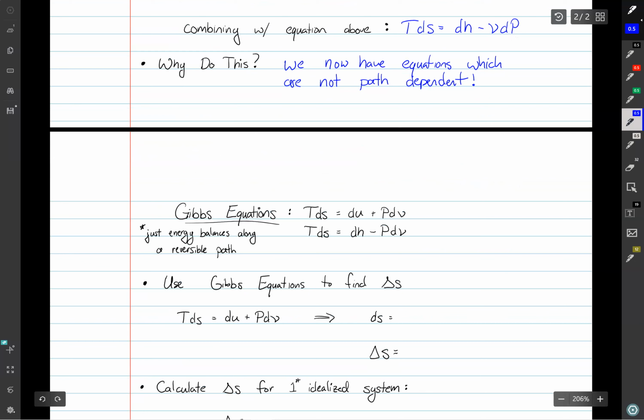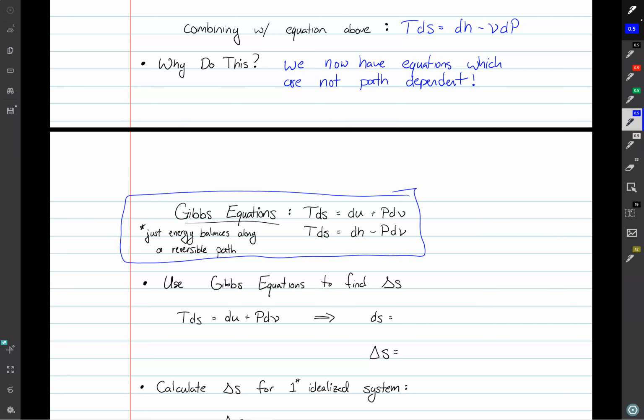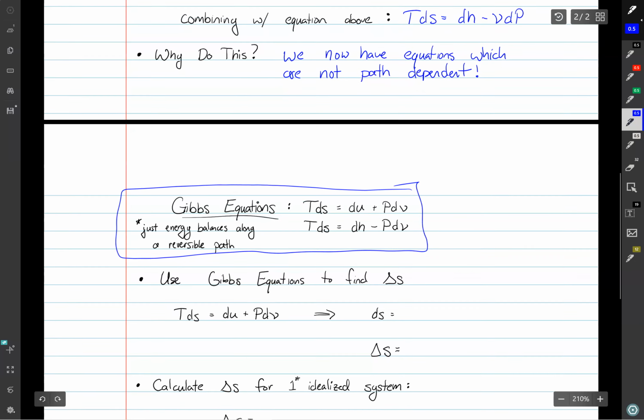So these are two special equations. They're called the Gibbs equations. They look a little funny, but really what they are is just energy balances along a reversible path. We can use them to do some cool things. They're just energy balances along a specific path, they just look a little weird. We're going to use them to find delta S.